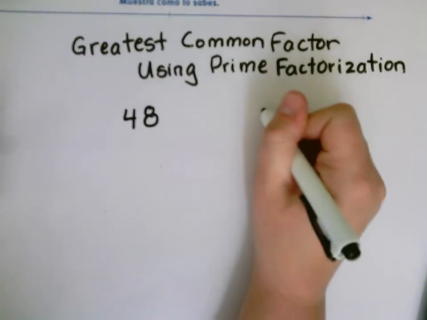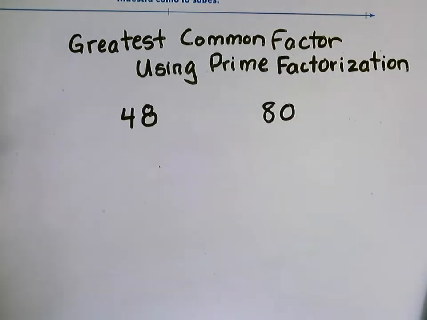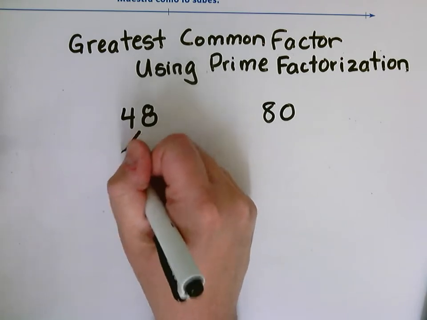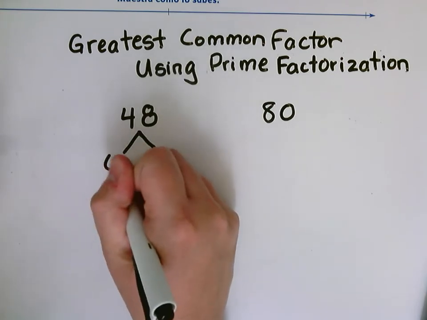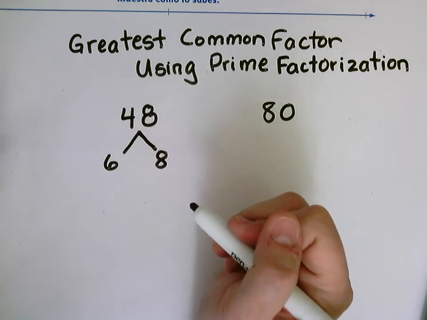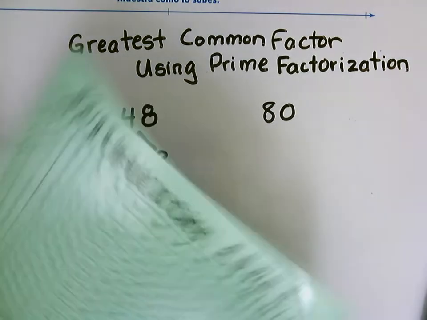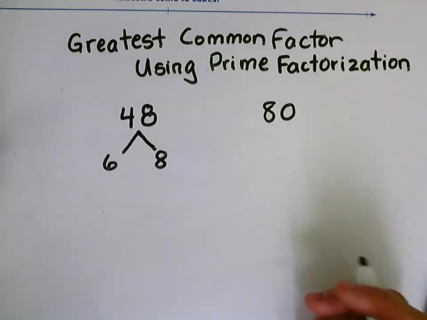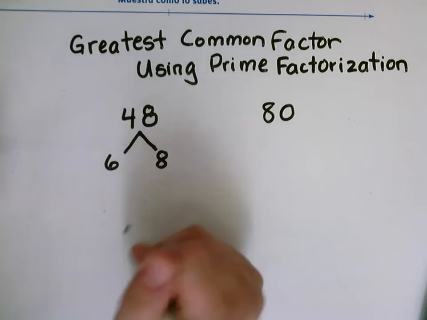and 80. Okay, so the first thing I'm going to do is make a factor tree for each of these numbers. So 48, I know 6 times 8 is 48. I can use my number chart to help me find a factor pair for 48. So don't be afraid to use your number chart to help you find a factor pair. Neither one of these is prime, so I'm going to keep going.